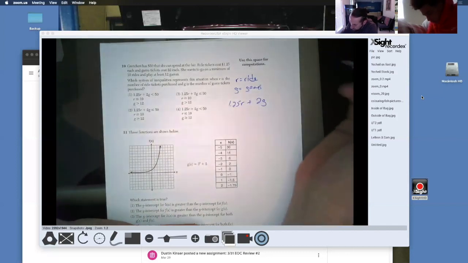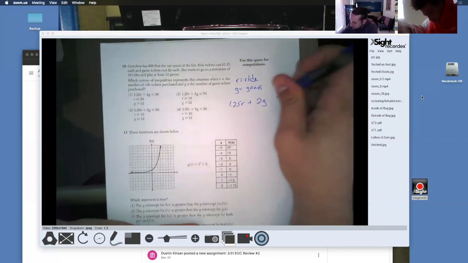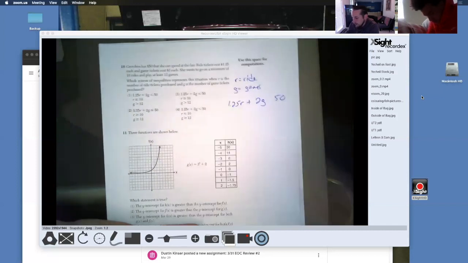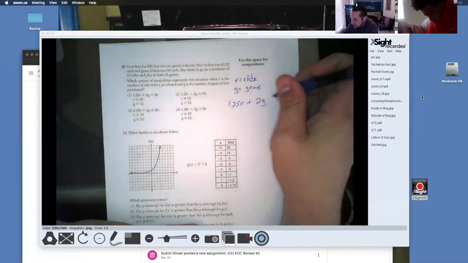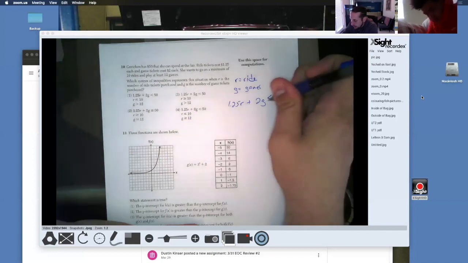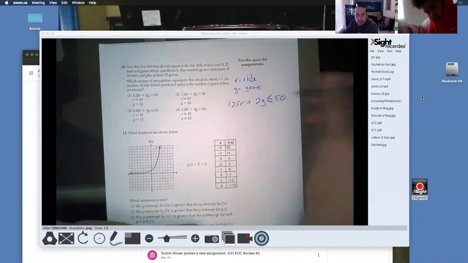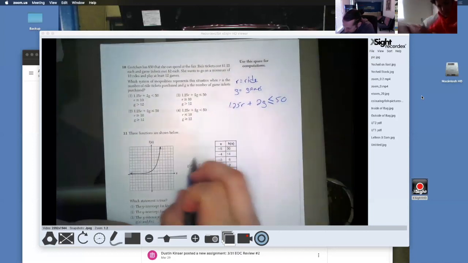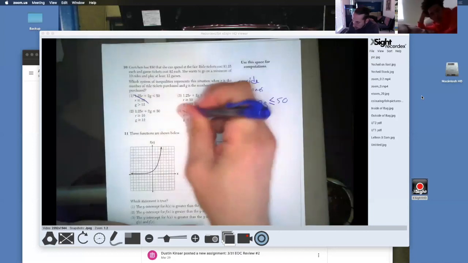She has $50 she can spend, so she has to spend less than or equal to $50. She can't spend more, so it has to look like this. It's okay if she spends 50, as long as she does not go over 50. That's how our equation has to look, so that'll eliminate those two answers.